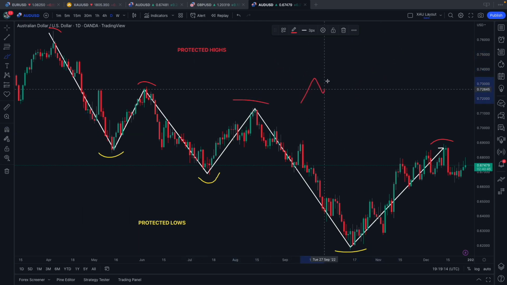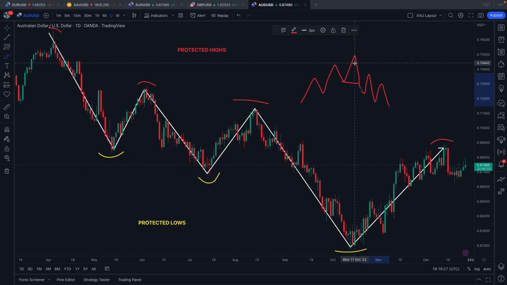Now the opposite applies. So if we see bullish structure, higher highs and higher lows, but then we see a break of structure to the downside, that is then a suggestion that we are no longer following bullishness and we may be starting to see a new trend form creating bearish structure.